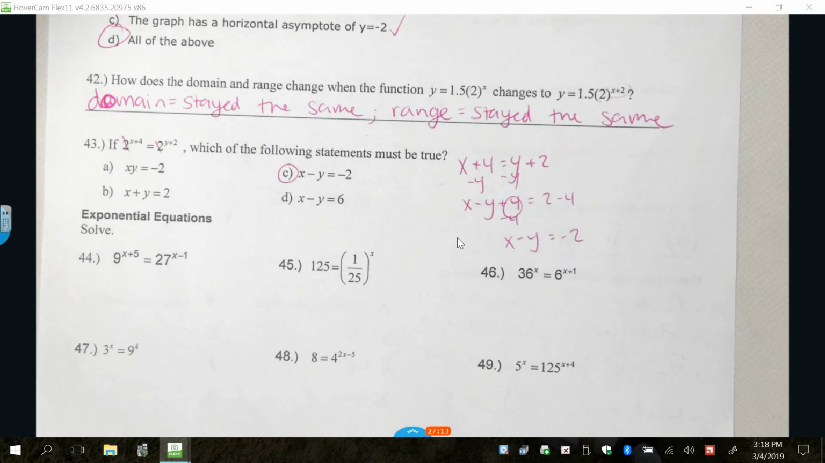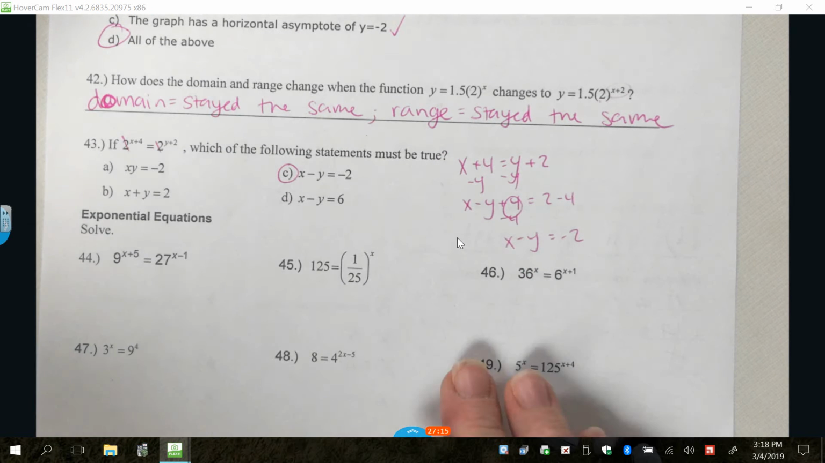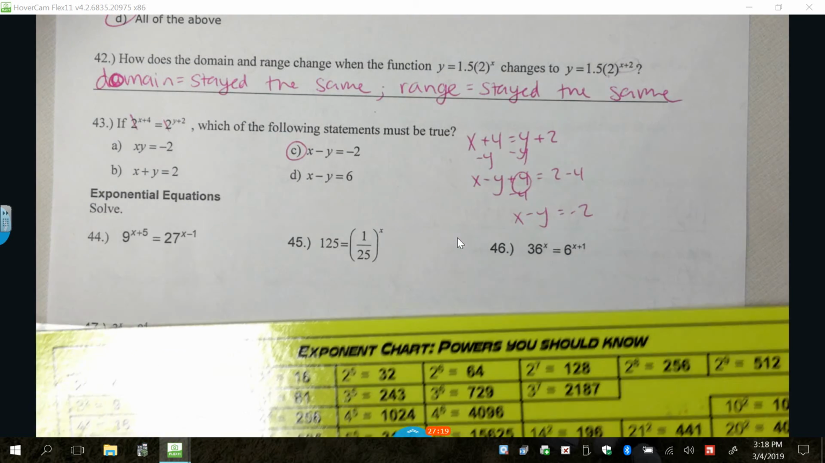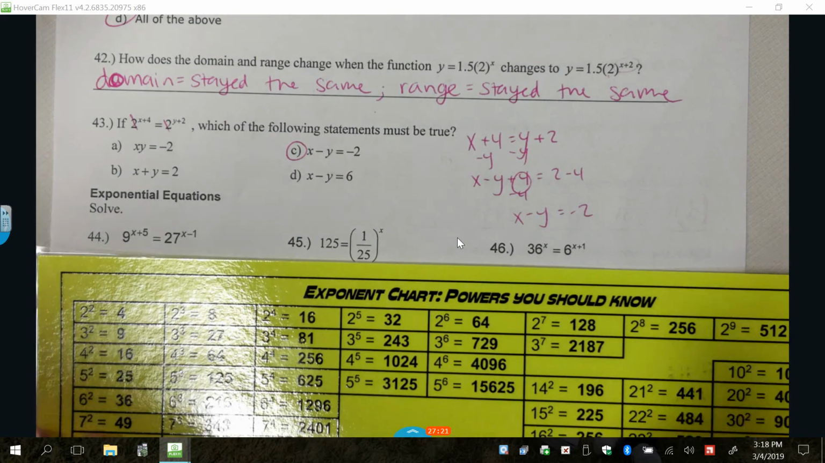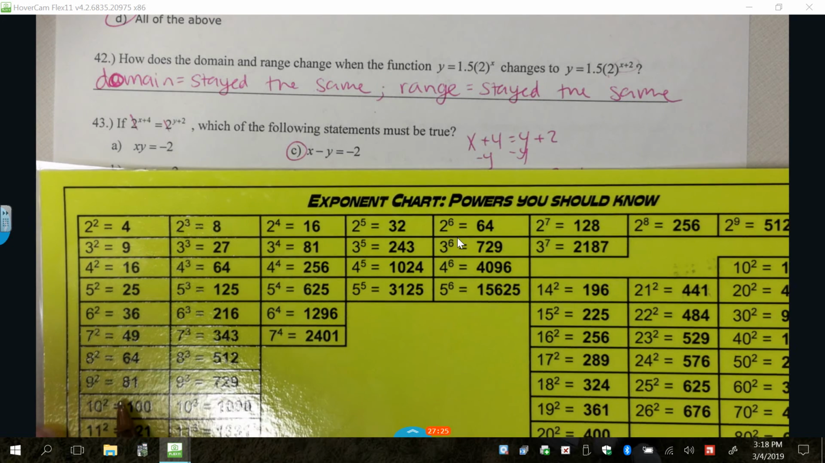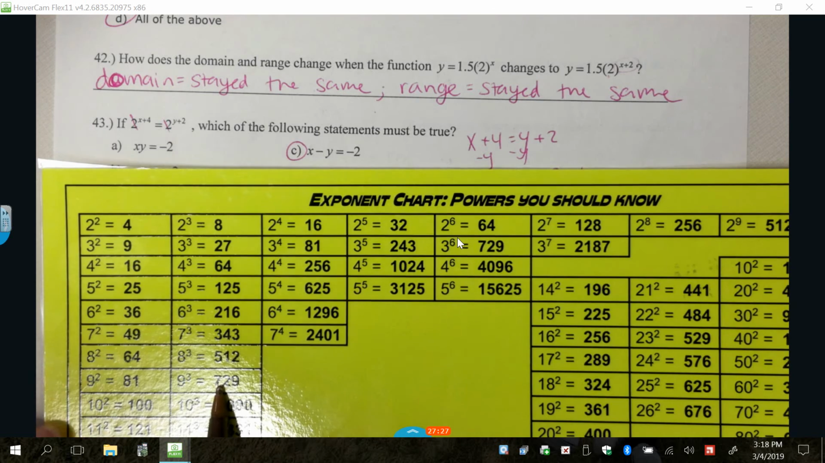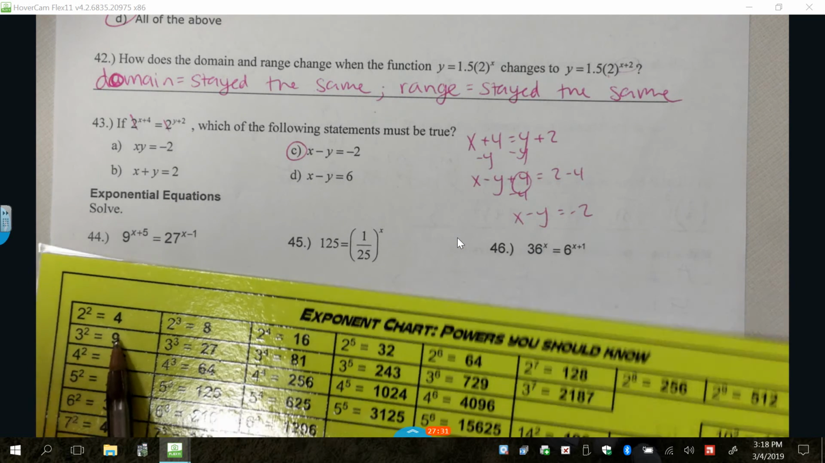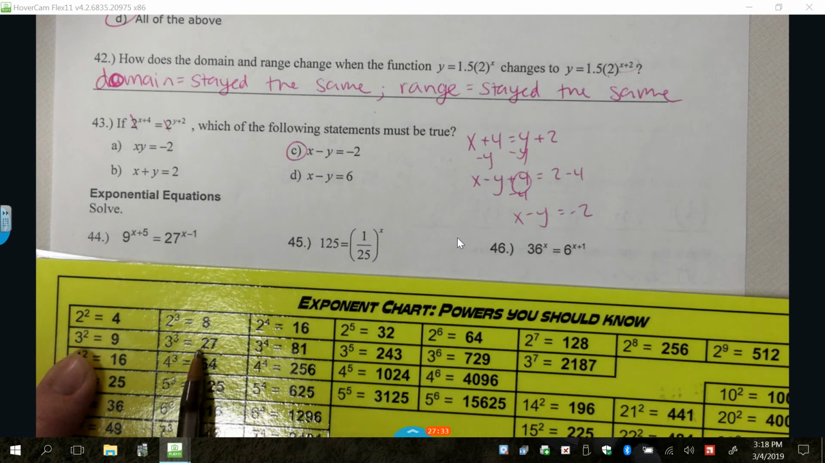So now let's solve these last 6. Remember, this is where the yellow card comes into play. All of you should have one of these on your desk. So looking here, can we turn 27 into a 9? If you look at the powers of 9, it's 81 or 729, so we can't turn that. But we can turn both of these into a 3. 3 squared is 9. 3 cubed is 27.